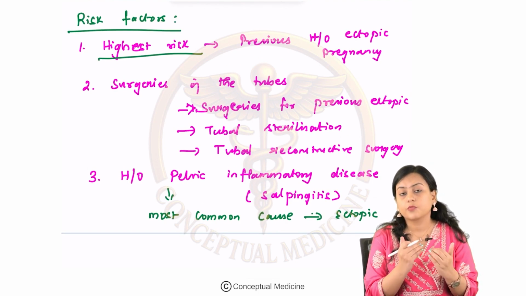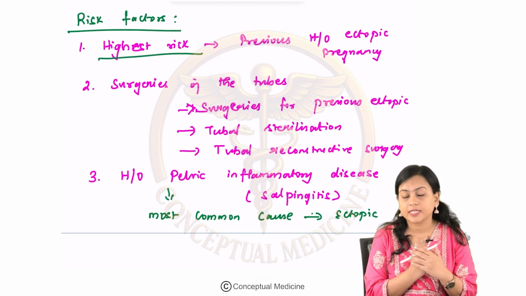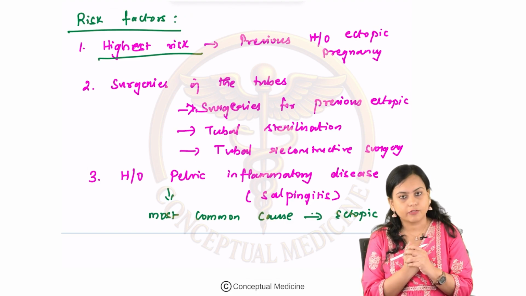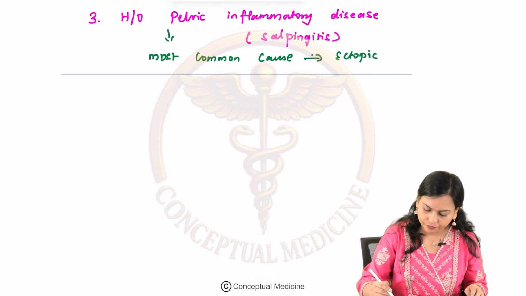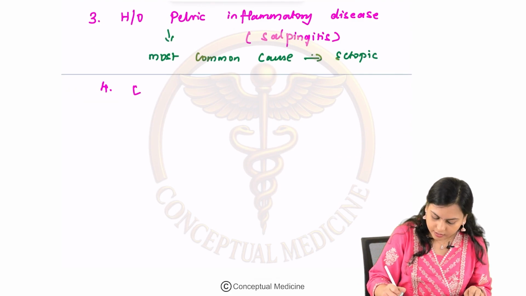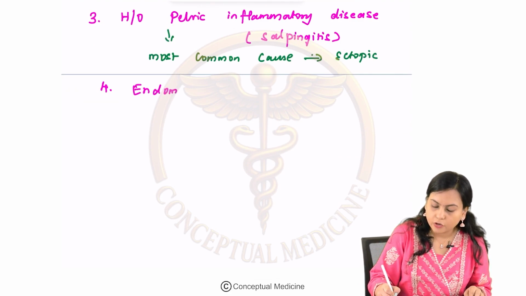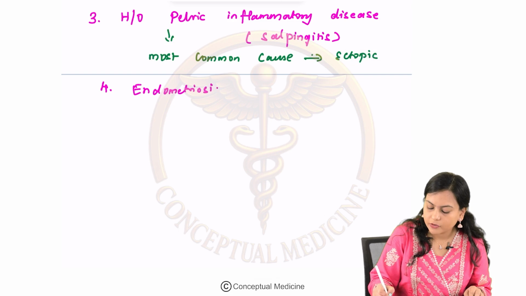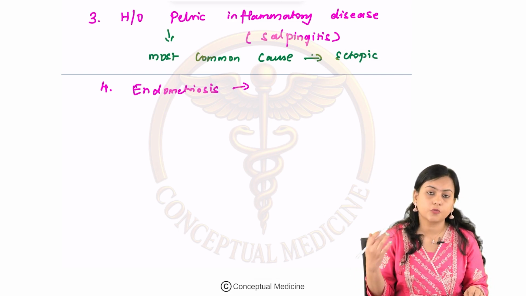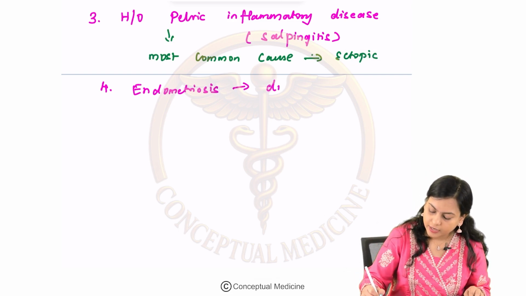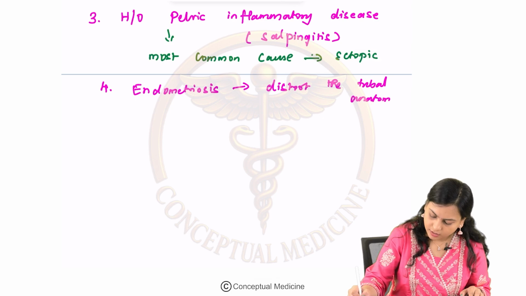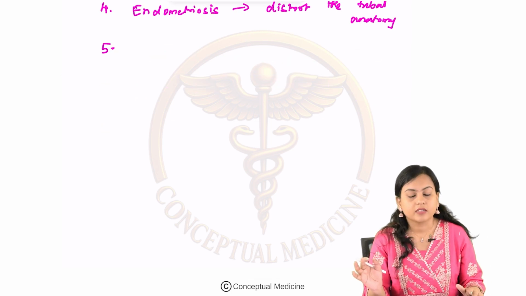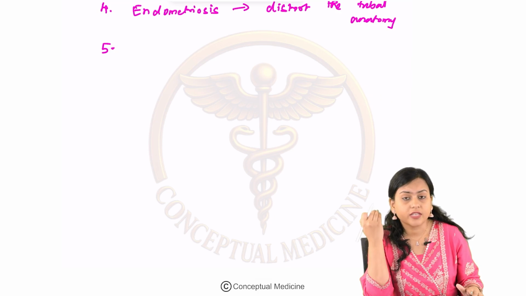Whereas the most common cause of ectopic pregnancy that we see clinically is pelvic inflammatory disease. Next is endometriosis, because endometriosis can distort the tubal anatomy. And next thing is when she has a history of infertility and she has undergone any of the artificial reproductive techniques.